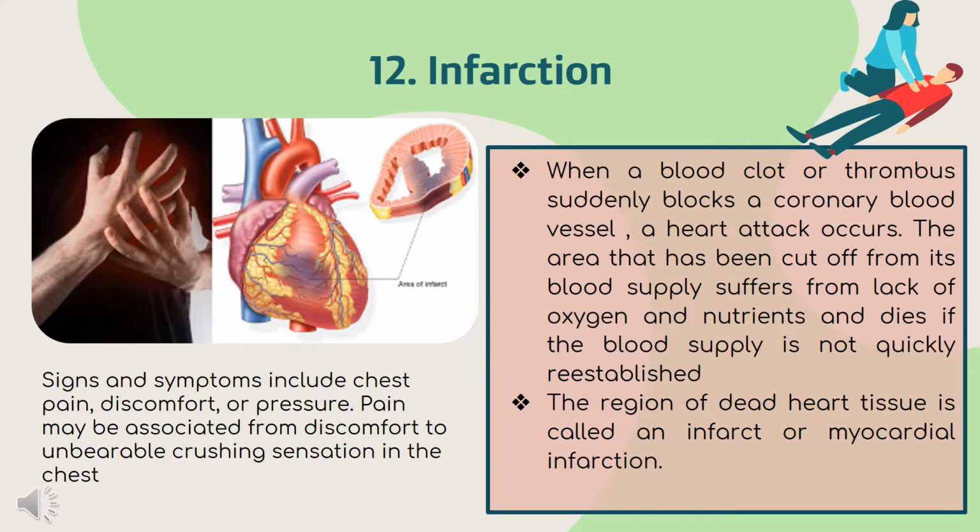Infarction. When a blood clot or thrombus suddenly blocks a coronary blood vessel, a heart attack occurs. The area that has been cut off from its blood supply suffers from the lack of oxygen and nutrients. Thus, it dies if the blood supply is not quickly established. The region of dead heart tissue is called an infarct or myocardial infarction.